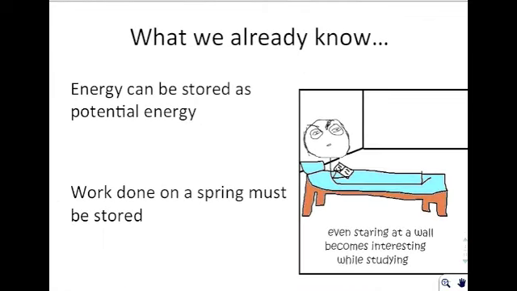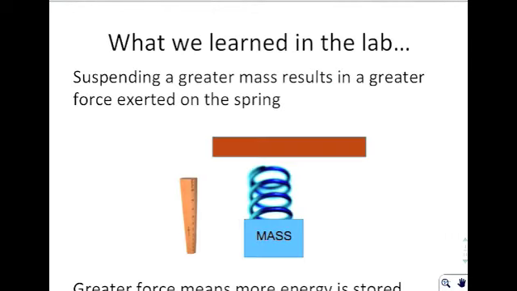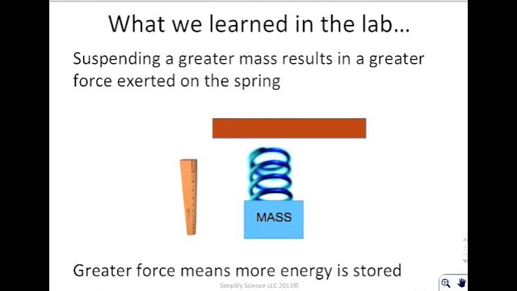So what we already know. We know that energy can be stored as potential. In the last presentation, we talked about position relative to Earth, and we said that an object can have gravitational potential energy based on the fact that it's high above the surface of the Earth. We also know that work can be done on a spring and it must be stored. What we learned in the lab: we learned that suspending a greater amount of mass resulted in a greater force on the spring, and in fact that force actually stretched or compressed the spring a great deal.